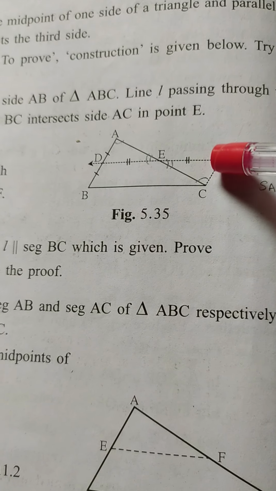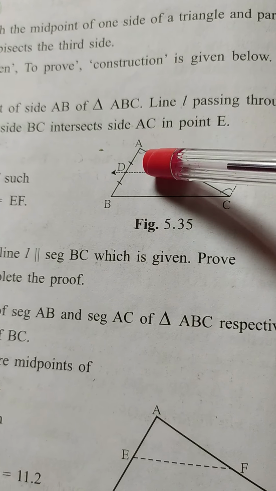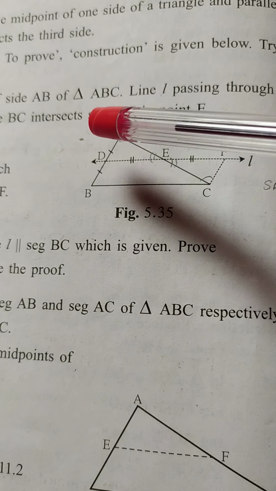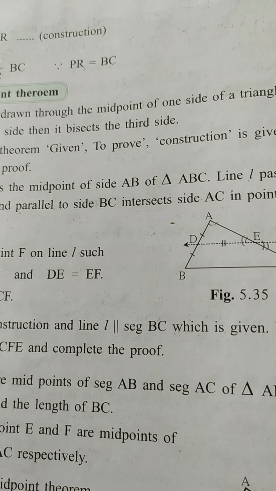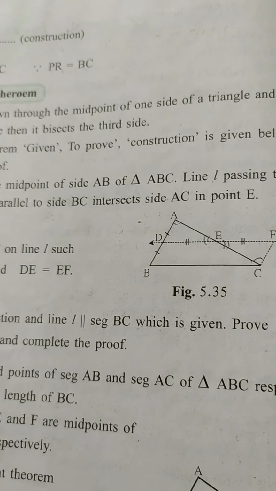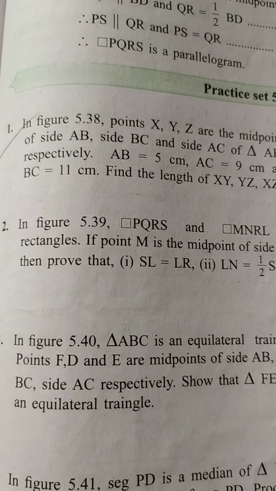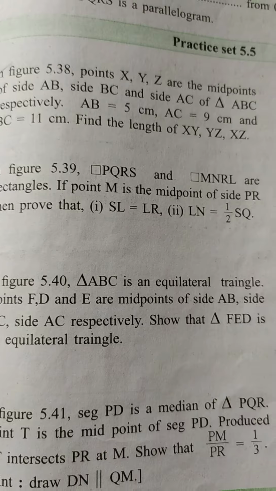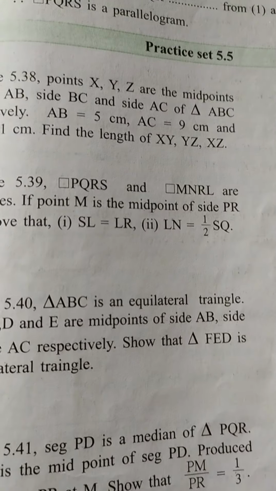So you have to find by which test these two triangles are congruent and therefore prove AE is equal to EC. So I think, children, that you can try this out on your own and you should be easily able to do it. Next we come to exercise 5.5. The first question, you have a figure, you have triangle ABC.